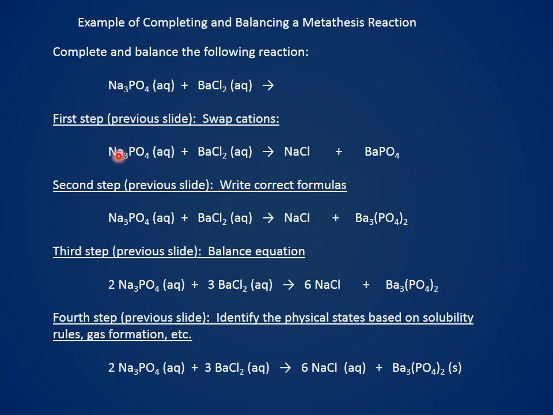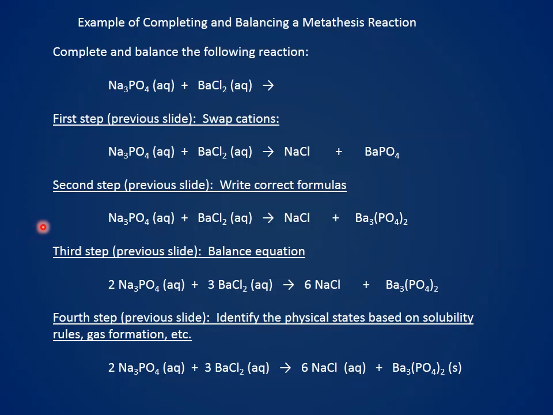So the first thing I think about is swapping cations. So my sodium comes over and takes the place of barium. Barium comes over and takes the place of sodium. And my initial thought about products is I have sodium stuck together with chlorine. I have barium stuck together with phosphate. That's all we've done is swapped places. Notice I did not carry the 3 for sodium over. I did not carry the 2 for chlorine over. I did carry the 4 for phosphate because it's a polyatomic ion.